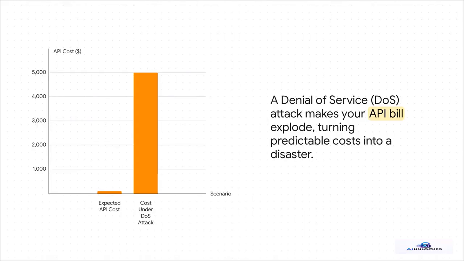And hey, let's not forget about the direct financial risk here. A denial of service attack on a GenAI app is not about crashing your server anymore. It's about making your API bill absolutely explode. I mean, just look at this chart. An attacker can turn your nice, predictable costs into a complete financial disaster in a matter of minutes.